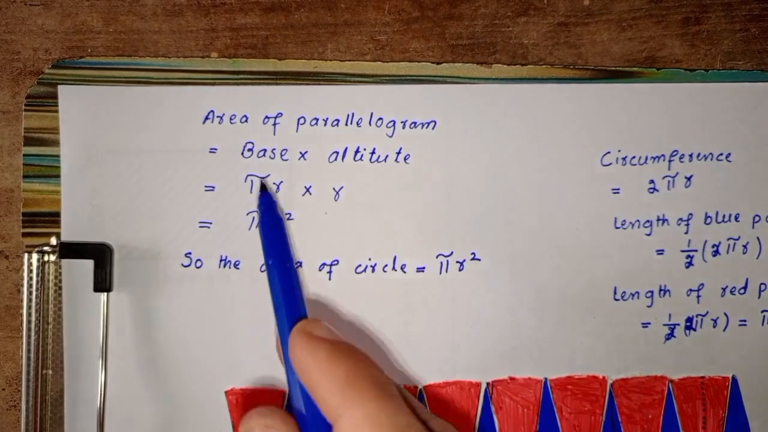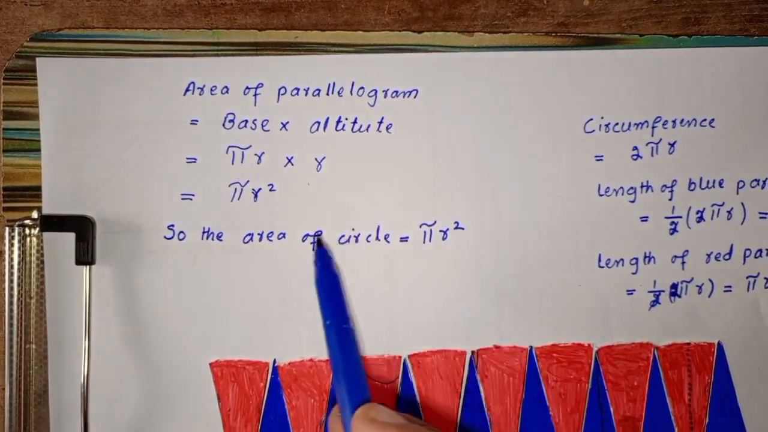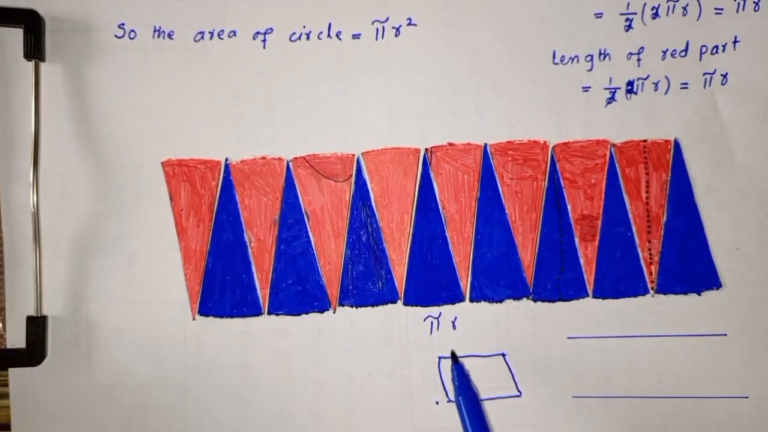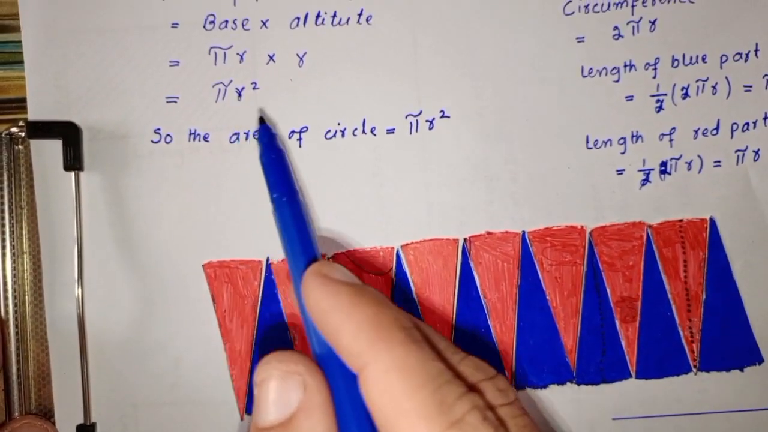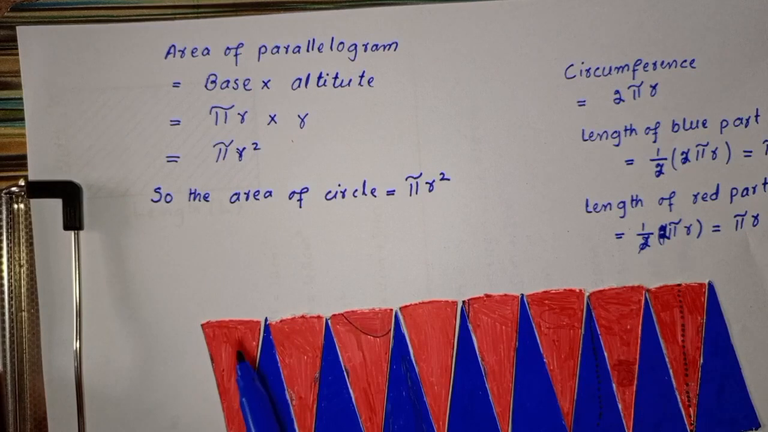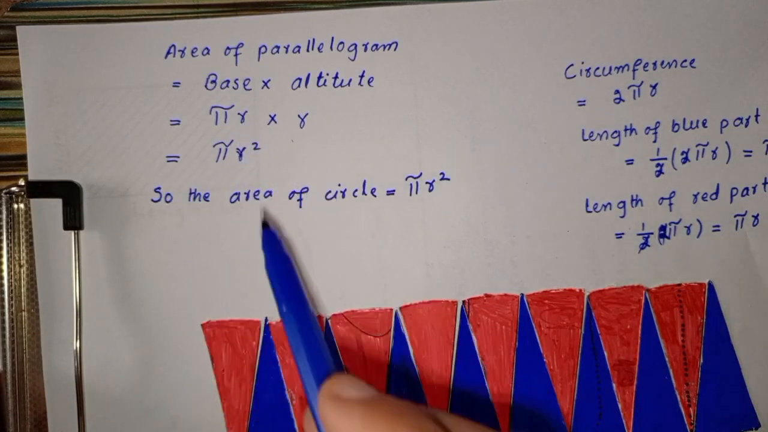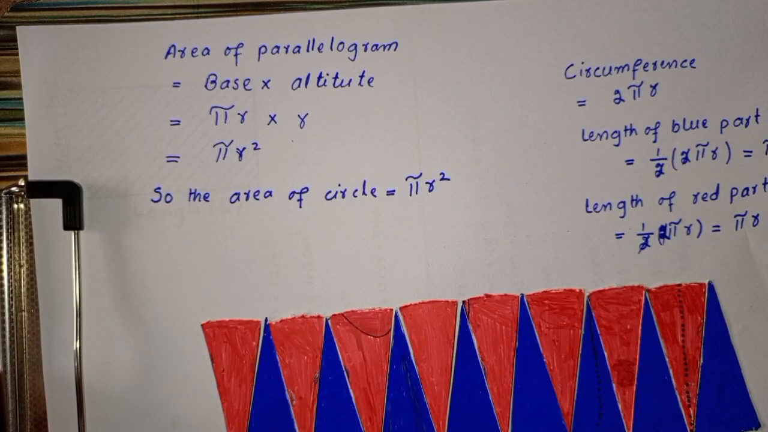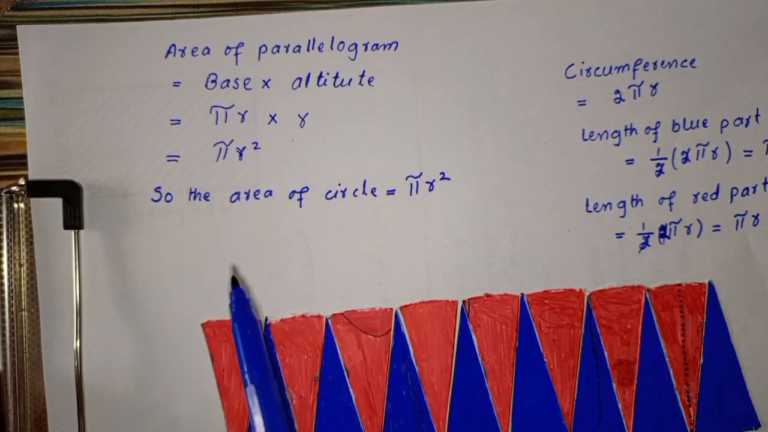Area of parallelogram equals base multiplied by altitude. The base is pi r, which you found here already. And the altitude here is r. When we multiply these two, it will give us pi, and r two times, so we will write it as pi r squared. So this is the area of the given circle.